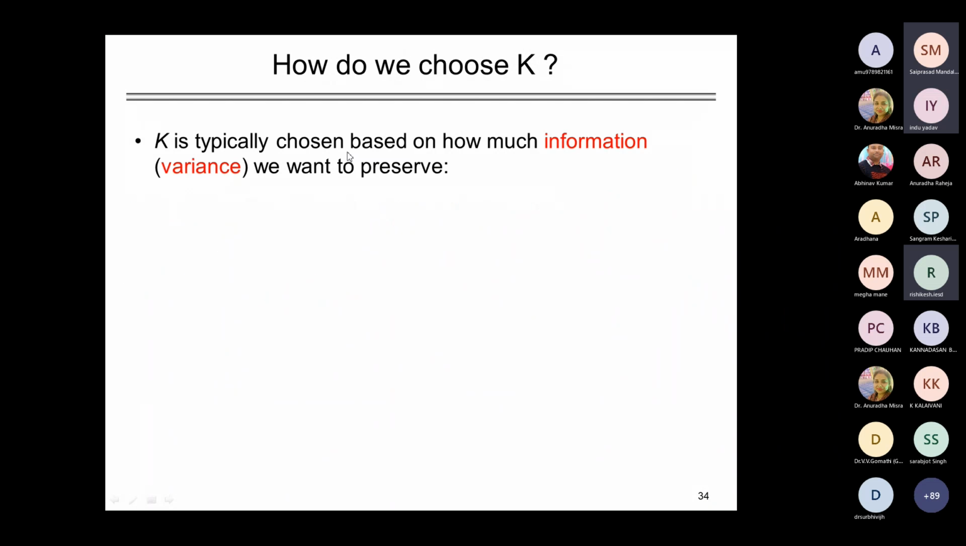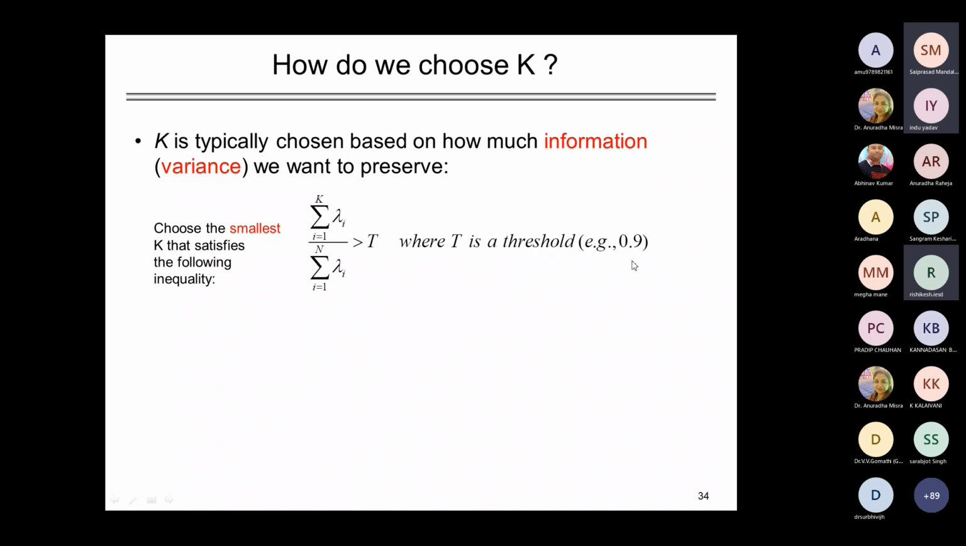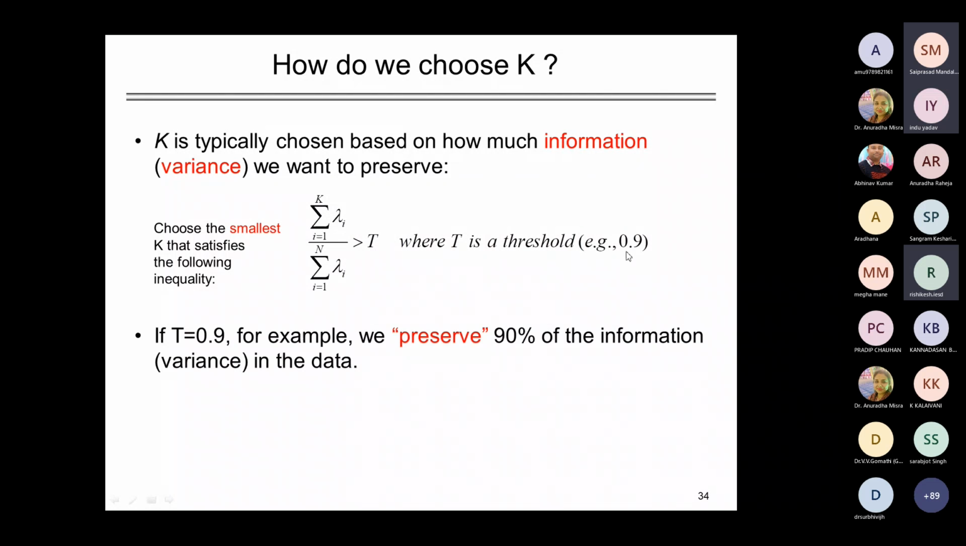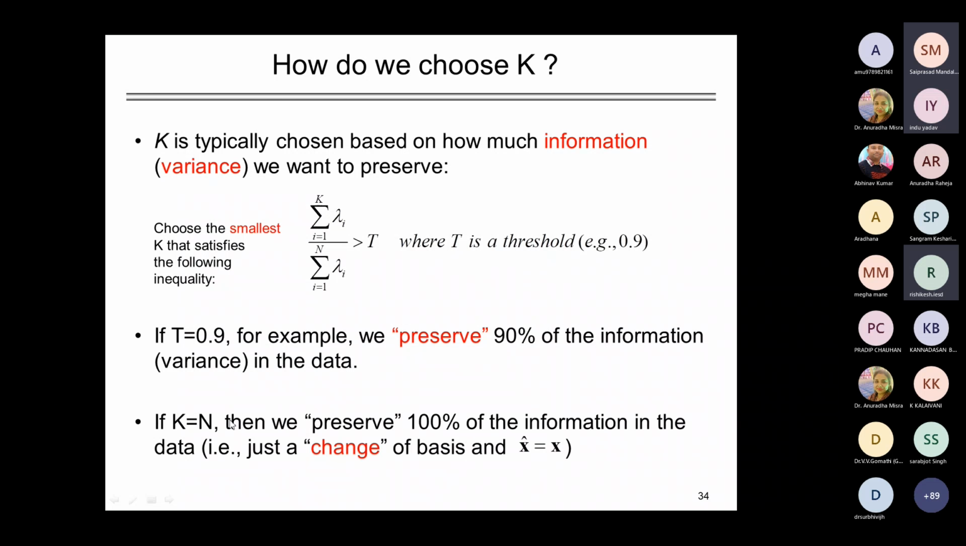K is typically chosen based on how much information, variance, we want to preserve. Choose the smallest k that satisfies the following inequality. This inequality should be satisfied, where t is a threshold of 0.9. If t is equal to 0.9, for example, we preserve 90% of the information in the data. If k is equal to n, then we preserve 100% of the information in the data, just a change of basis, x hat equal to x.